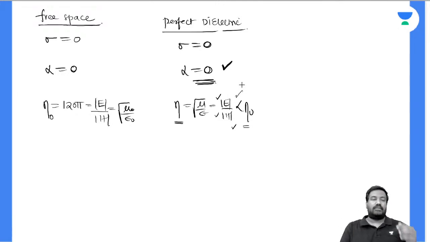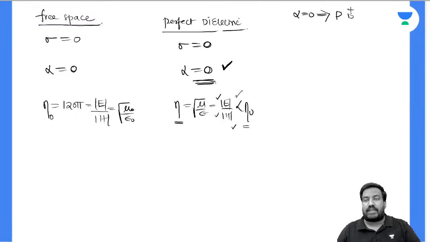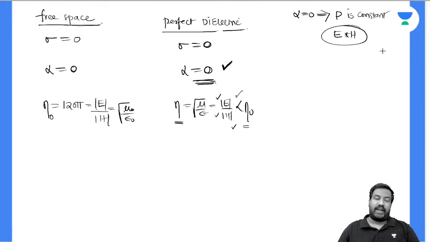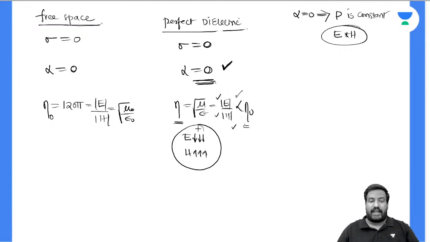What you need to understand here is, attenuation is 0 does not mean that E and H won't vary. Attenuation is 0 implies power is constant. That means the product E into H is constant always. That's the meaning. If you understand the real meaning, that will be very easy for you. Now you see, eta is less than eta naught. Eta will be less than eta naught only when E decreases and H increases. So one thing is sure, E is decreasing, H is increasing, and the product E into H is always remaining constant.